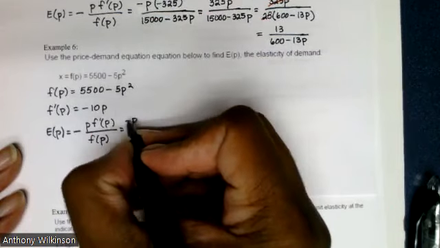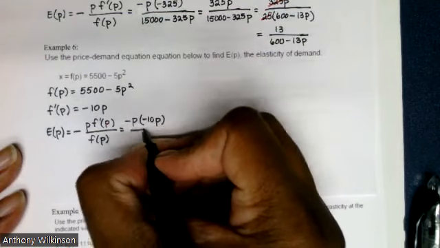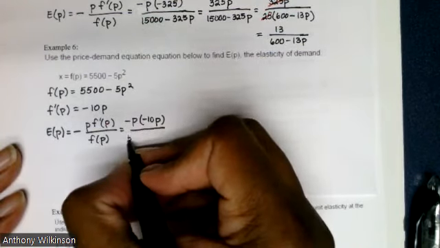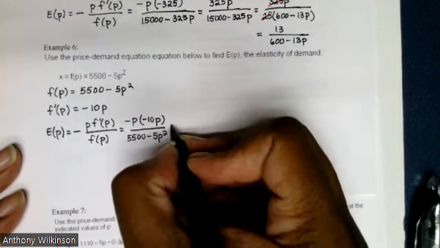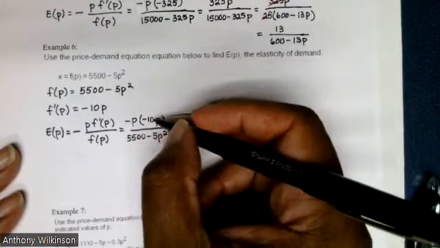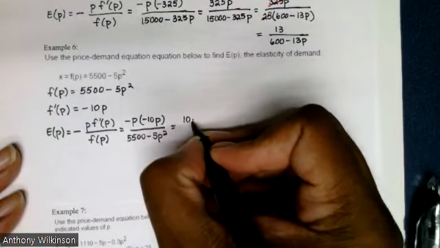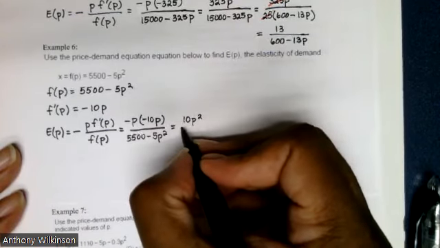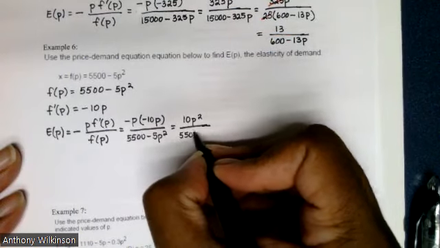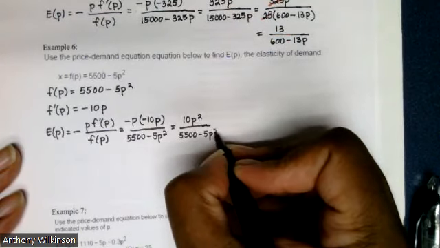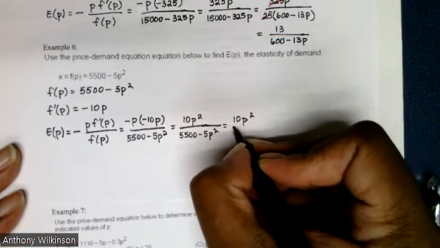So it'd be negative P times F prime of P, which is negative 10P, divided by F of P, which is 5,500 minus 5P squared. So negative P times the negative 10P will be just 10P squared divided by 5,500 minus 5P squared. So let me bring over the 10P squared.